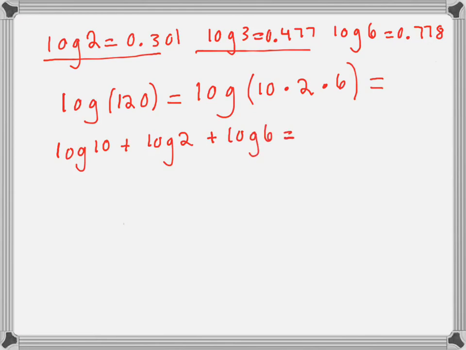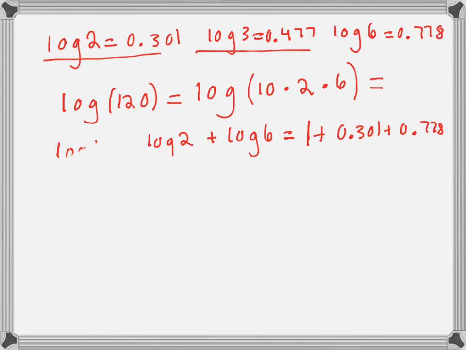And then log of 10 is also equal to 1, right? Because this is base 10. So that just becomes 1. And then log of 2 is 0.301. And log of 6 is 0.778. And so if we put that all into our calculator, we're going to get 2.079.